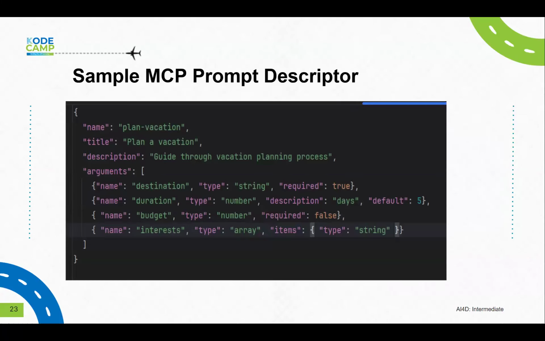And here's a sample descriptor from an MCP server prompt. You have the name of the prompt, its title, a description of the prompt, and then the arguments that the prompt takes. For each argument, it specifies the type, and whether all that metadata is required. Does it have default values? Does it have a range, and so on?